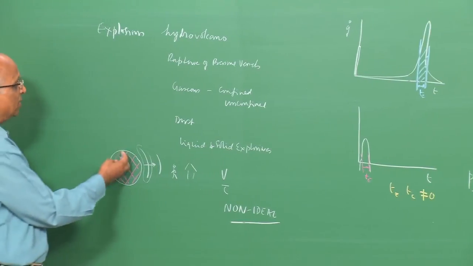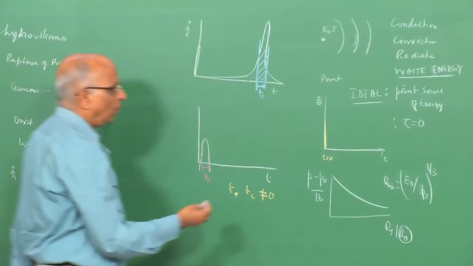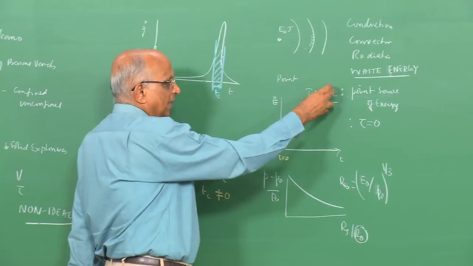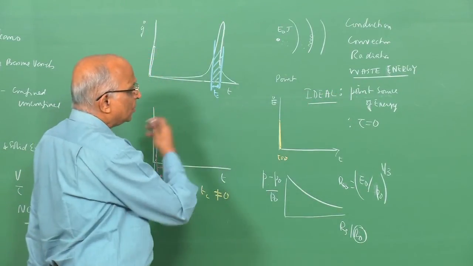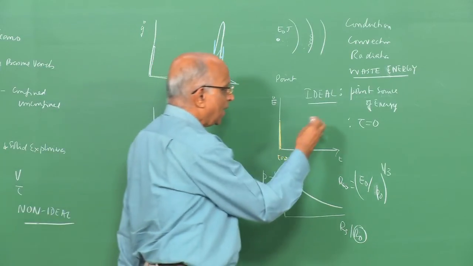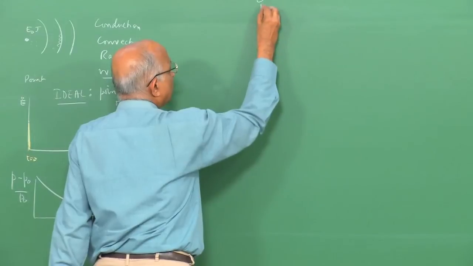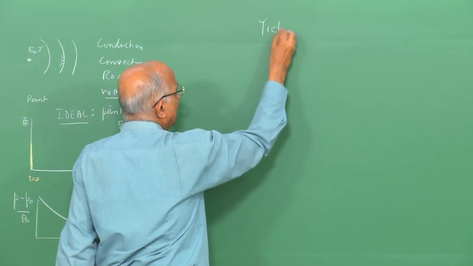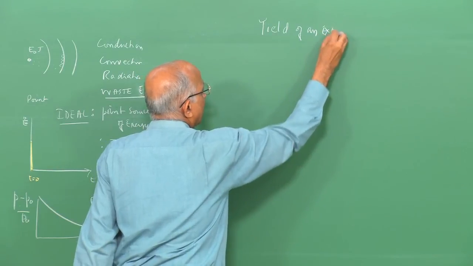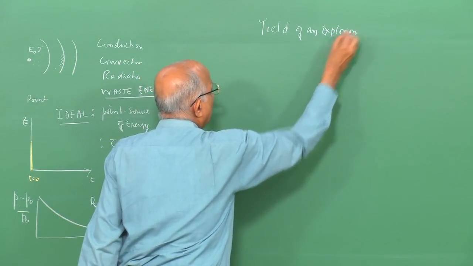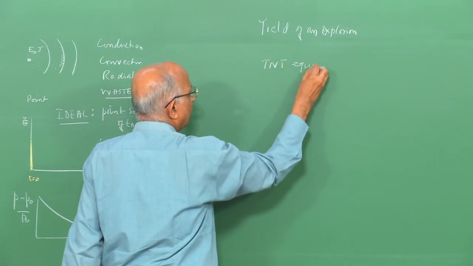Now, my predictions must be for an actual explosion, whereas what we predicted was for an ideal case. Therefore, we wish to put things together. So in today's class, I want to look at what we call the yield of an explosion, and we will also look at maybe the TNT equivalence of an explosion.